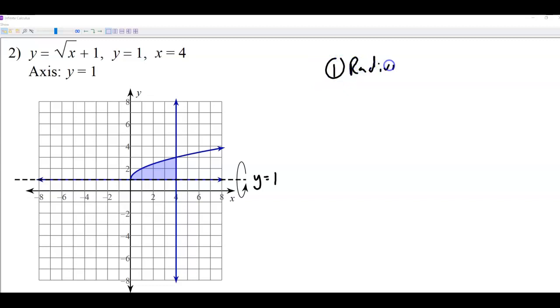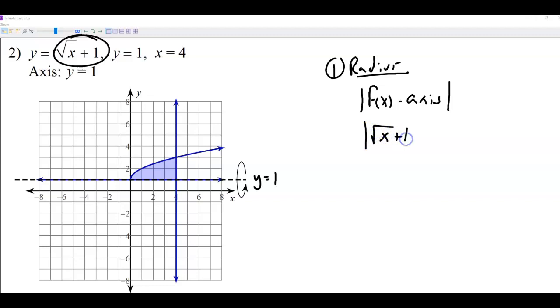And as I told you before, your radius is the absolute value of your function minus the axis. Okay? Now in this case, my function is this guy right here minus my axis, which we see is 1. So I'm going to subtract 1 from that. Now, you can leave it like this if you want to, or you could just simplify it. It really doesn't matter how you do it.